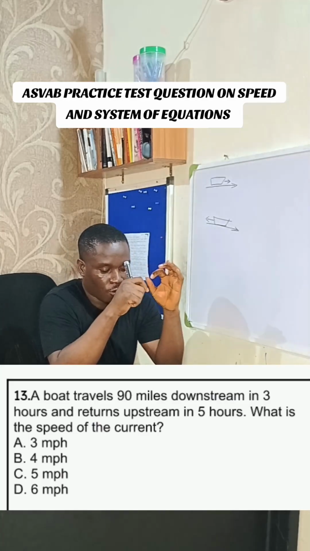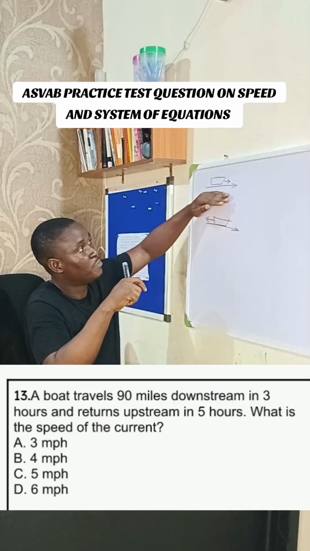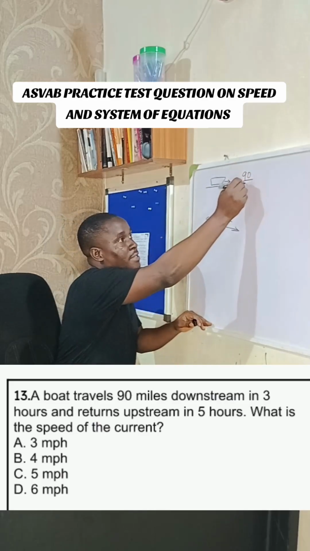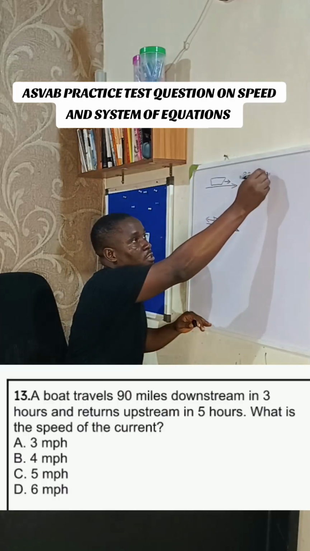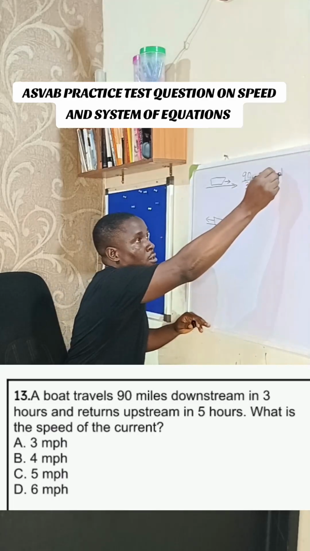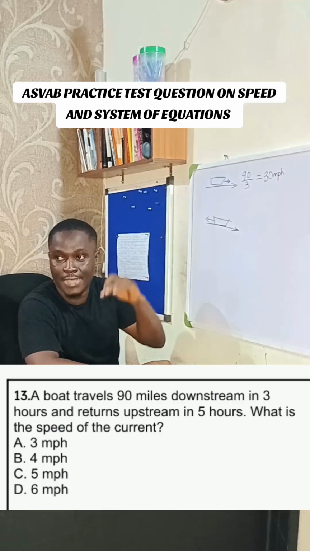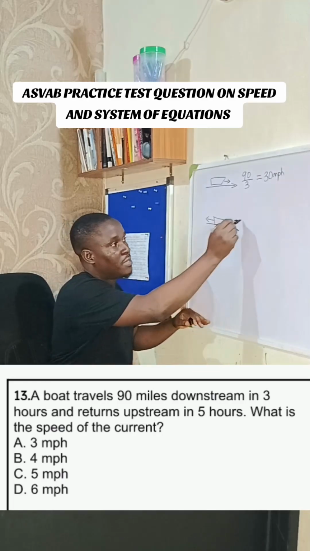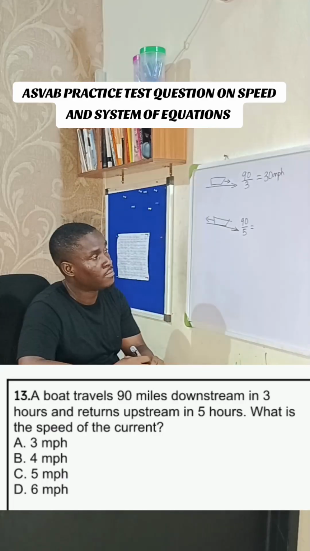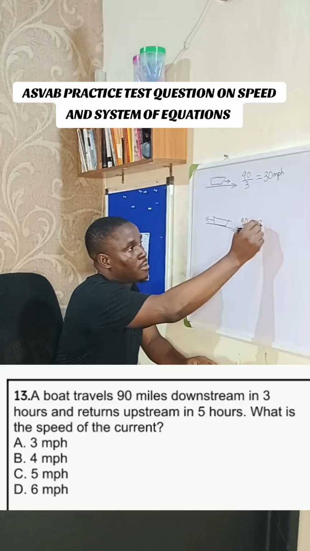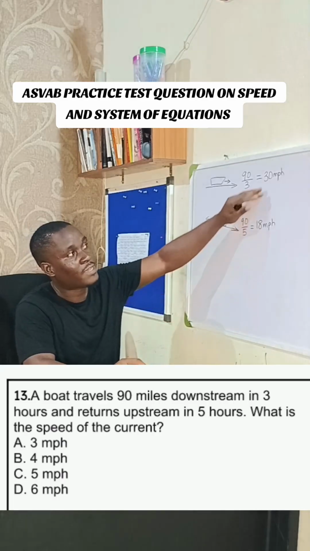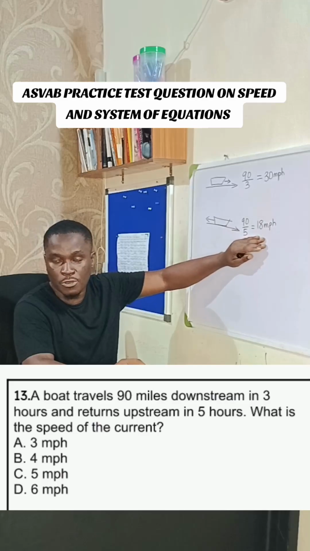Yes. So the first thing we need to calculate is, what was the speed of the boat downstream? The speed of the boat downstream was 90 divided by 3, which gives you 30 miles per hour. Good. So that was the speed of the boat downstream. But the speed of the boat upstream is 90 divided by 5. What does that give us? 18. So it gives us 18 miles per hour. So you can see that the boat moved faster downstream than upstream.